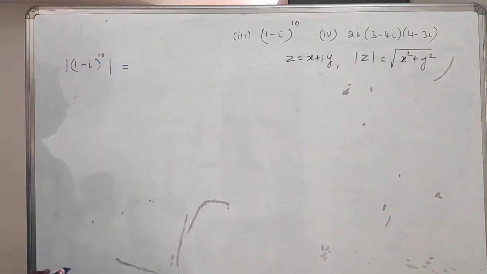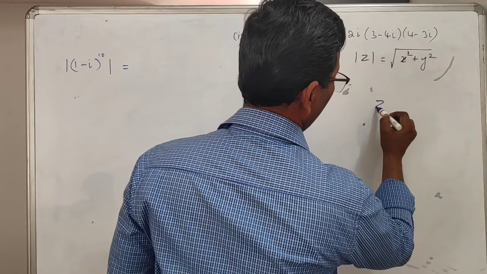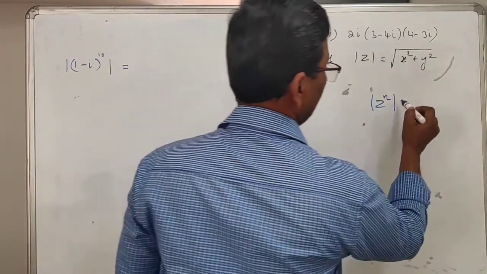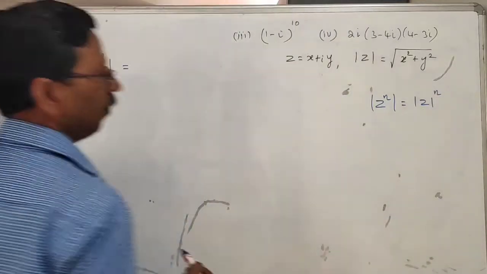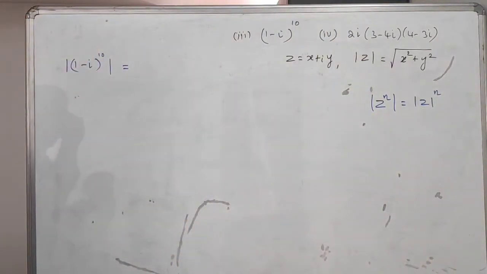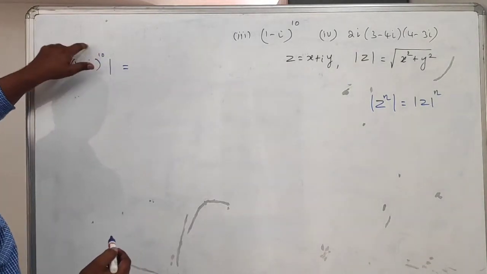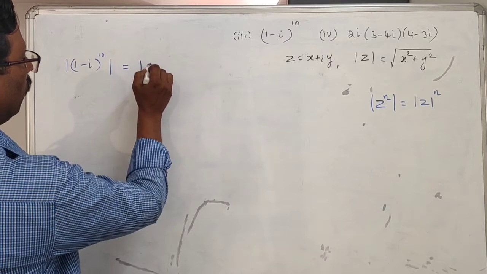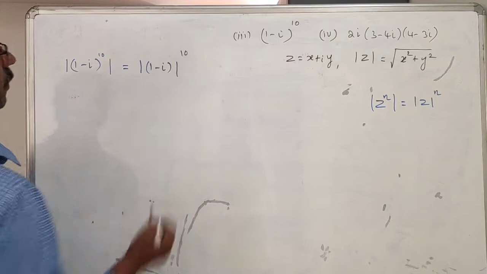Now we know very well, already we have written this concept, that modulus of z power n can be written as, first you can take modulus z, then you can raise to the power n. Based on that you can write. Therefore this modulus and this index may be interchanged. Therefore you can write modulus of 1 minus i, then you write whole power 10.